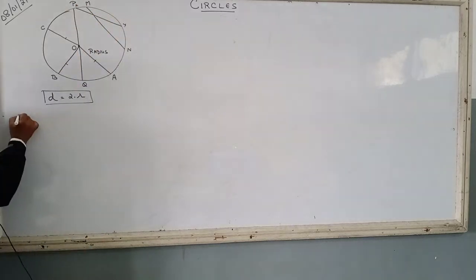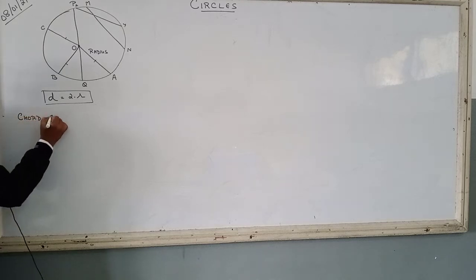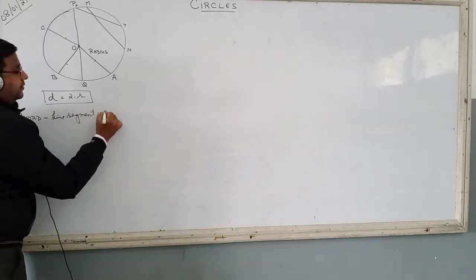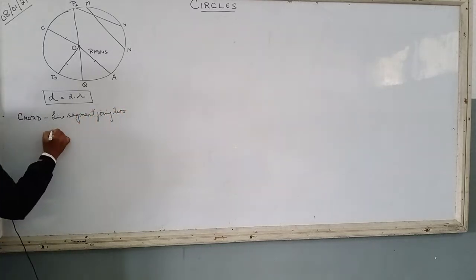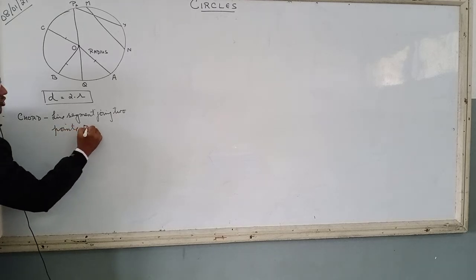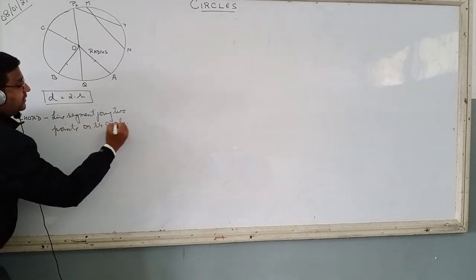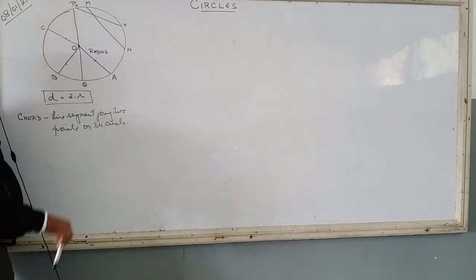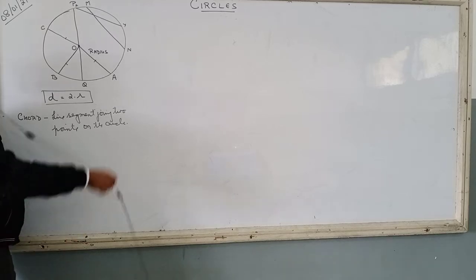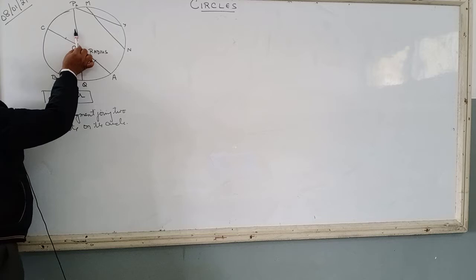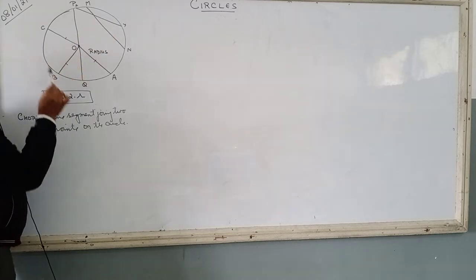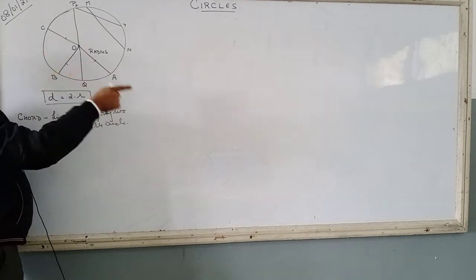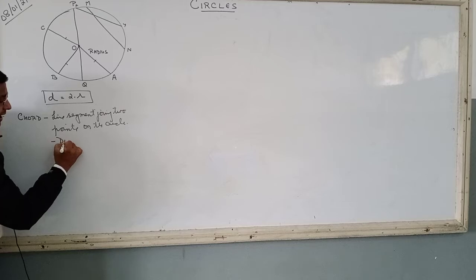So what is a chord of a circle? Chord. Line segment joining 2 points on the circle. Correct? Now the question arises, so then this diameter, is a chord? Yes, diameter is also a chord, and the only difference between the diameter and the chord is that the diameter passes through the center. That is why that chord is called as diameter. PQ, diameter is also a chord.